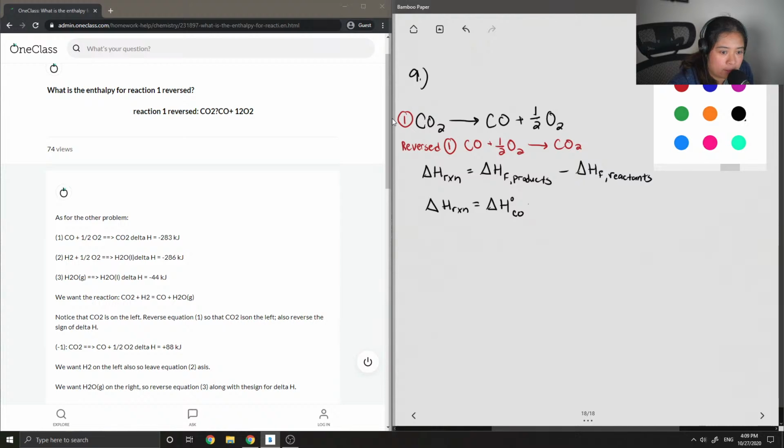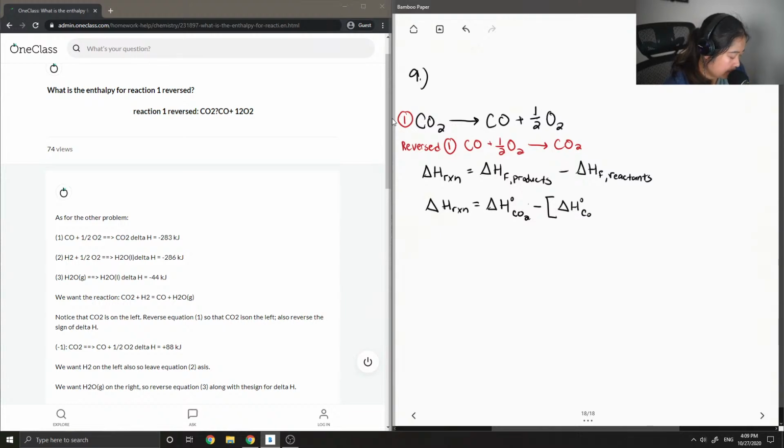So if we look at it like that, our product is the CO2, and this time it's our reactants. So it's delta H is carbon monoxide plus half of the delta H of oxygen. So these enthalpy values are given in like a chart because they're just standard for those different compounds. So the value of the delta H of CO2 is negative 393.5 kilojoules per mole.